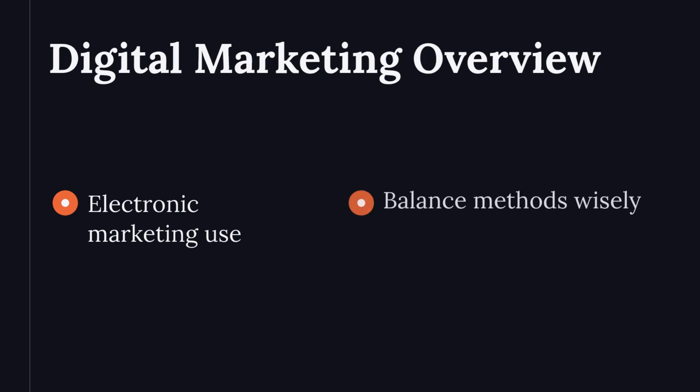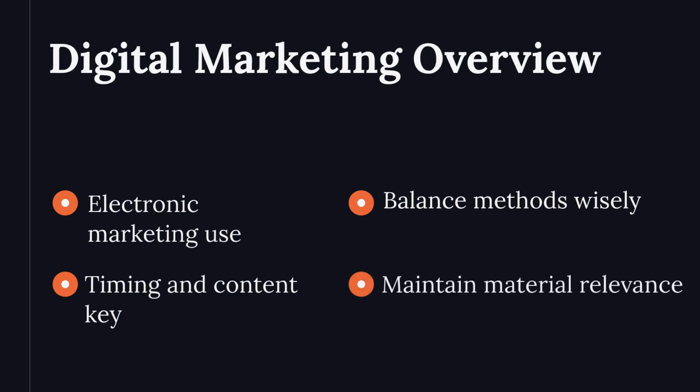Digital marketing uses electronic devices and the internet for marketing. It involves balancing digital and traditional methods. Timing and content are crucial for effective digital marketing. Maintaining current marketing material ensures relevance. Efficient allocation of time, effort, and budget optimizes results.